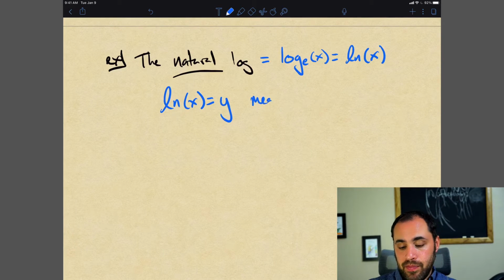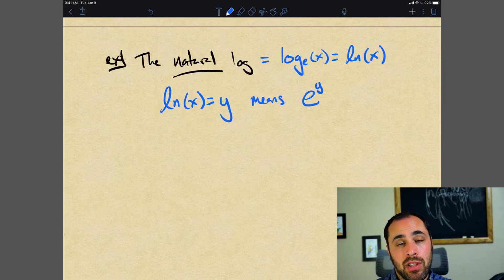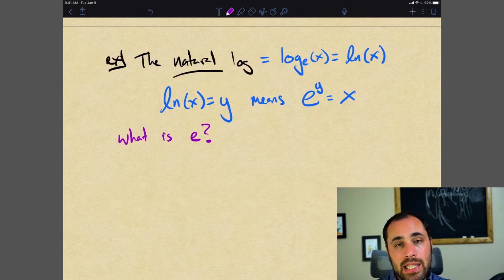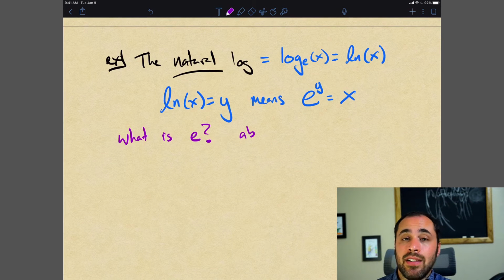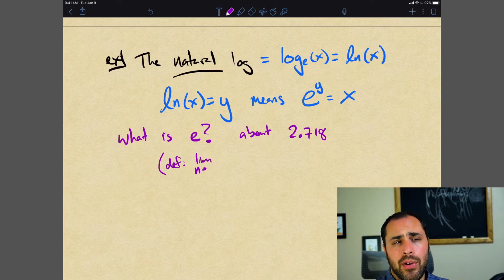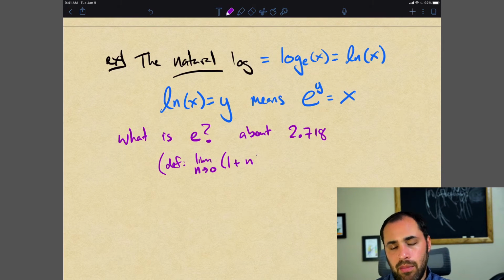So to ask what's the natural log of a number x is to ask e to what power gives us x. And what is e? We don't have to be afraid of it. e is just a number. It's about 2.7. There is a definition for it, but we don't have to worry too much about it.